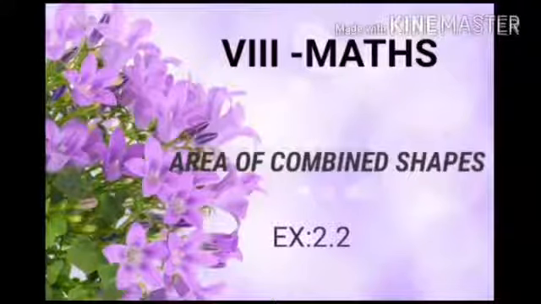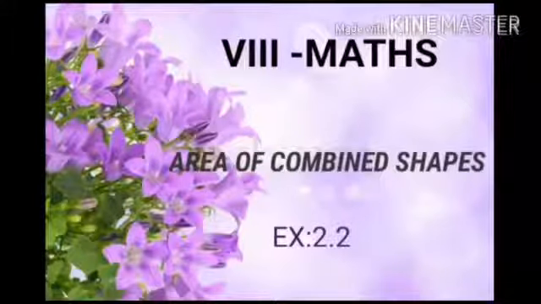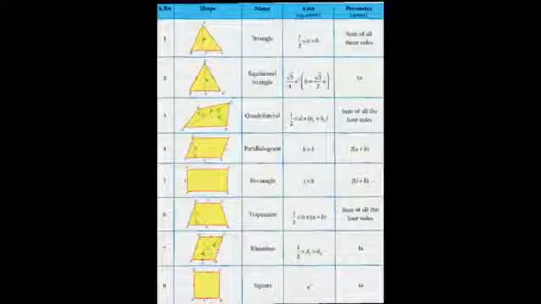For example, we are going to see the shape of triangle, quadrilateral, parallelogram, rectangle, trapezium, rhombus, square, and so on. With the help of the given table, we are going to find the area and perimeter of the combined figures. The first one is triangle. The area is half into base into height. The perimeter can be calculated as sum of all three sides.